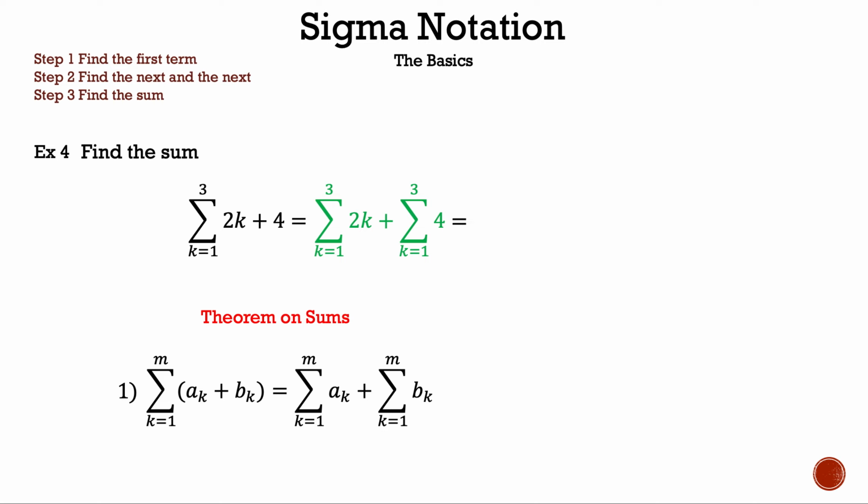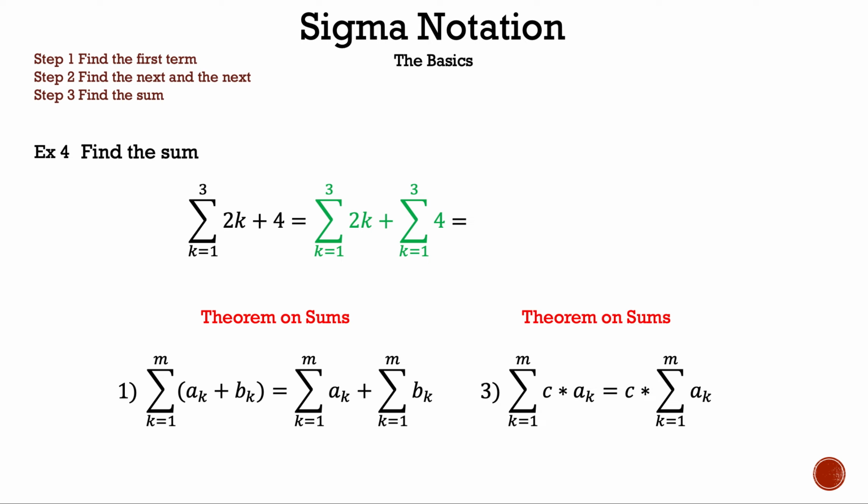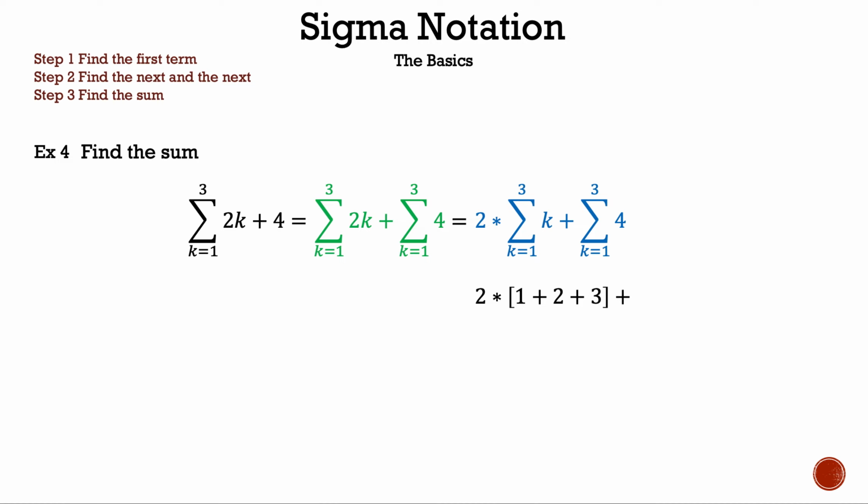We can still use one theorem. Which theorem do you think we're going to use next? That's right, the theorem on sums, where we can move the constant out in front. So we have 2 times the summation of k as k goes from 1 to 3, plus the summation of 4 as k goes from 1 to 3. Now, let's find the sum. Let's write down the sum of the first summation, 2 times the quantity of 1 plus 2 plus 3.